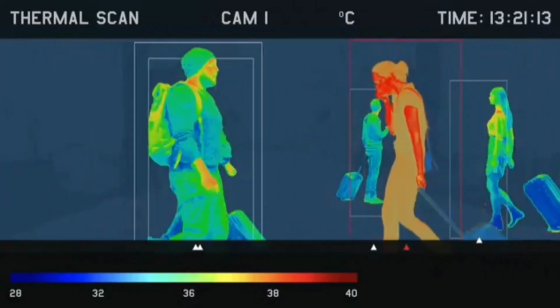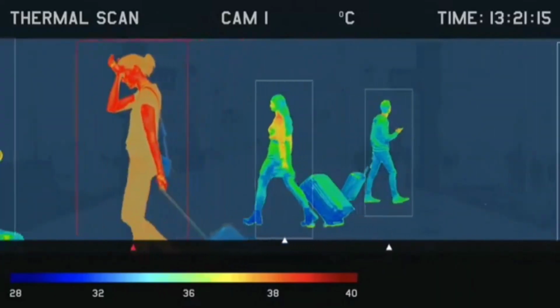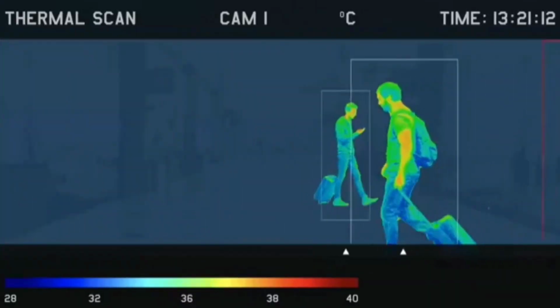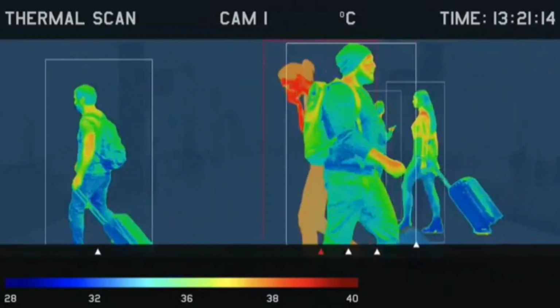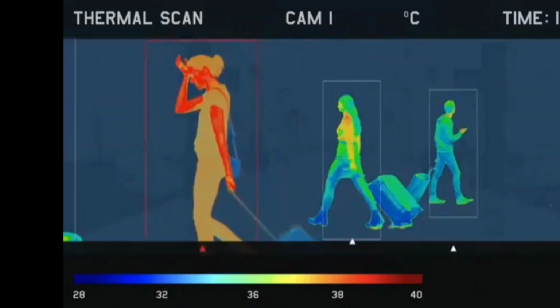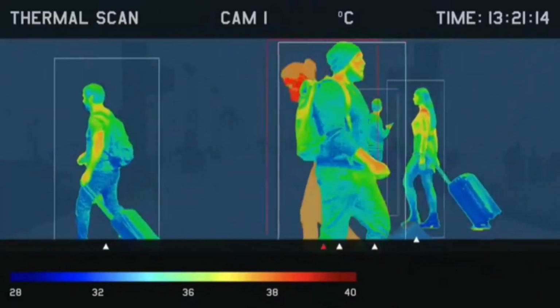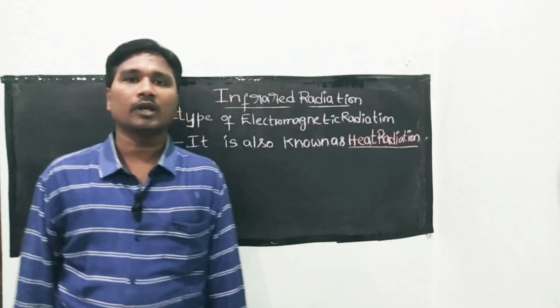Observe this video clip. Persons walking in an airport. A person's body temperature is sensed by thermal cameras. A woman is visualized in red color, which represents that her body emits more heat than is naturally emitted by other persons. This represents that she is sick, that is, she has a fever. This technology was very helpful during the corona pandemic to identify feverish persons in airports.